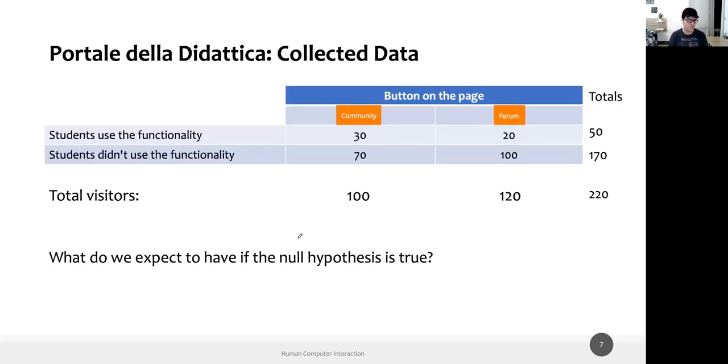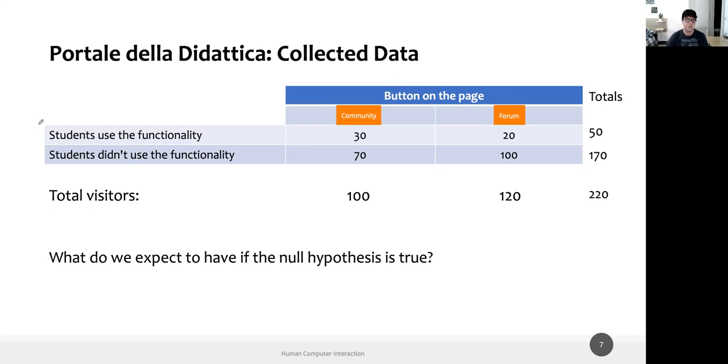So we have this information, the data that we had today. We ran the experiment and we can write this table as before, in which we have one variable here that is an independent variable, the title of the button, one is community, one is forum.